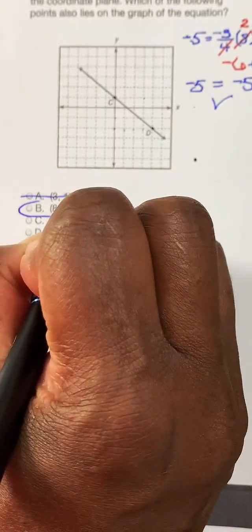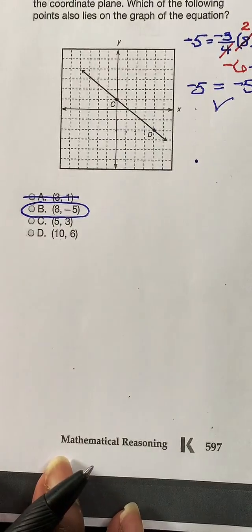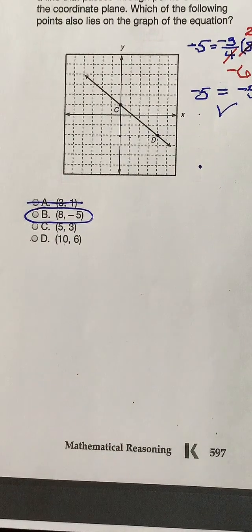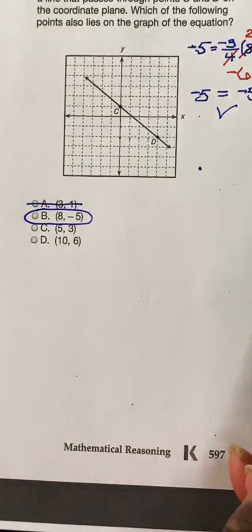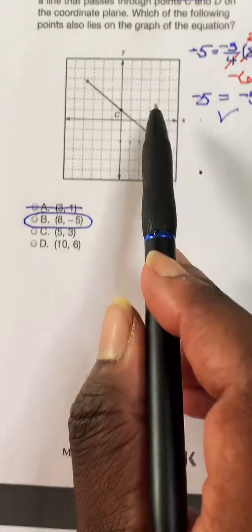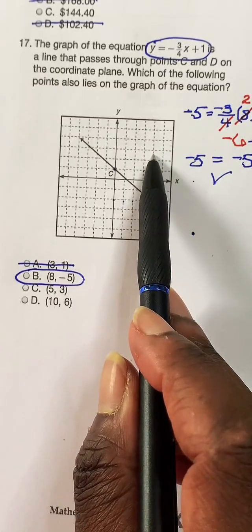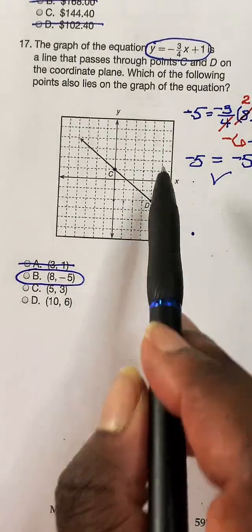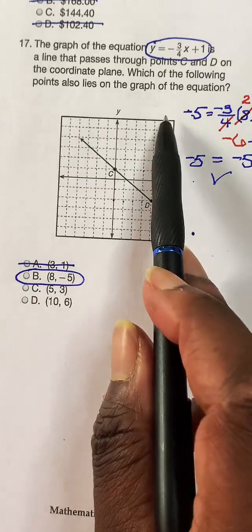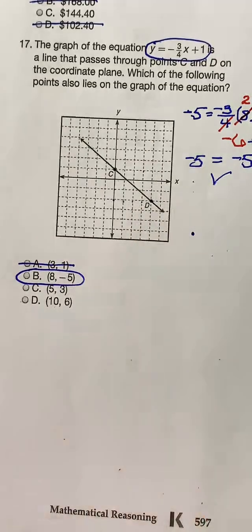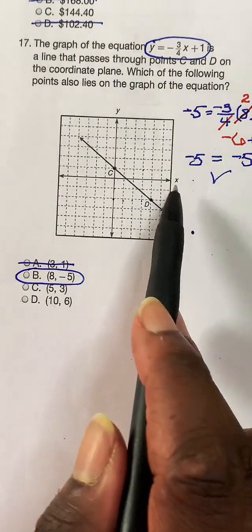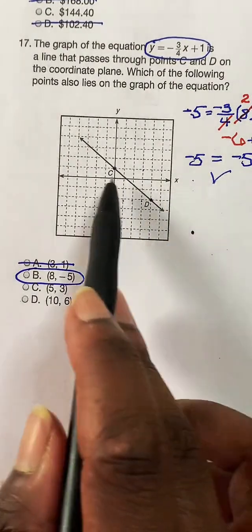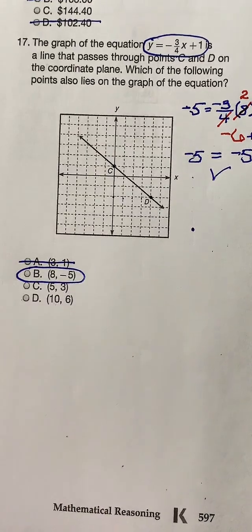So my answer is going to be 5. It's never going to be in between any points. You can just do a quick check to see: 5, 3 is going to be in the first quadrant, so that's not going to work. 10, 6 is also in the first quadrant, all the way up here. That's not going to work. So the only one that works in this fourth quadrant is 8, -5.